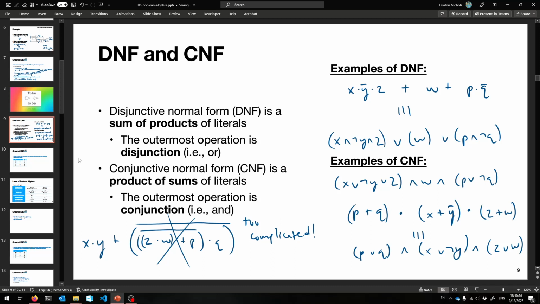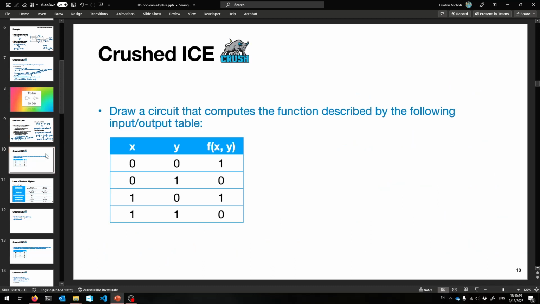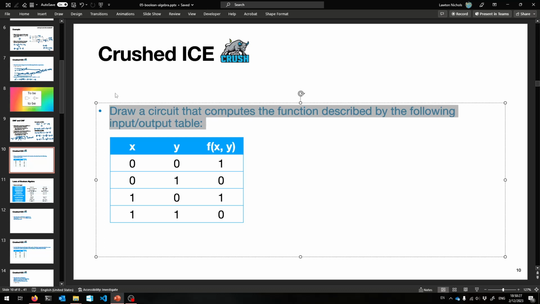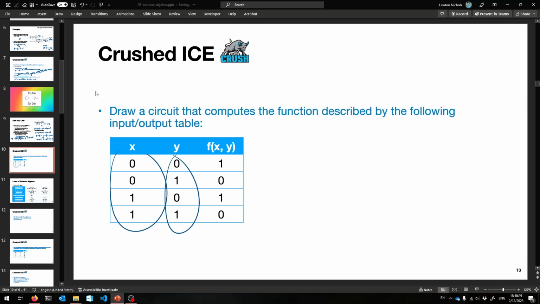So let's see. With that in mind, here is my next question for you. Please draw a circuit that computes the function described by this input-output table. So here are x and y values. They're going to take some inputs called x and y, and you have to figure out what Boolean expression creates these outputs for these particular inputs. So when x is 0 and y is 0, it has to give you a 1. When x is 1 and y is 0, then it also has to give you a 1, and a 0 otherwise. So what is this formula? Do that first, then you can convert it to a circuit. All right, so give that a try.